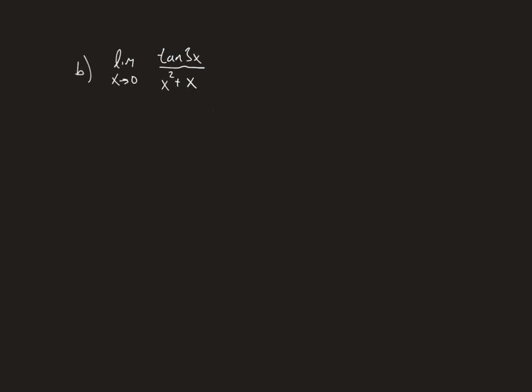Example B. So I want to think about what's going to happen when I plug in this 0. I'm taking the limit as x approaches 0. So what is tangent of 0? Well, that's going to be 0. And 0 squared plus 0 is 0. So this gives the form 0 over 0, which is indeterminate. So I'm going to try to use L'Hopital's rule here. So let's do that.